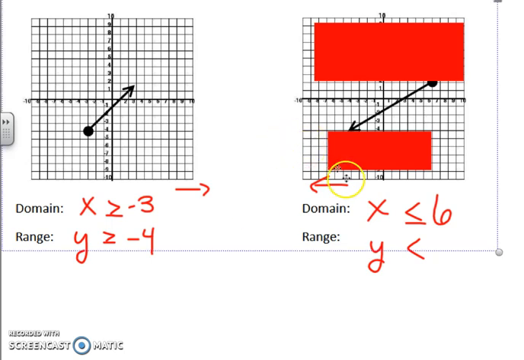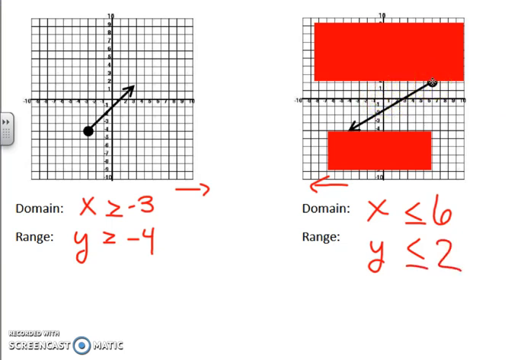Okay, range deals with your y values. And then now you need to see if it's open or closed in the number. So the highest one was a 2, and it was closed in. So that can be equal to a 2, but it has to be less than it, okay? So again, that is how you write domain and range in interval notation with something that has an arrow, okay?